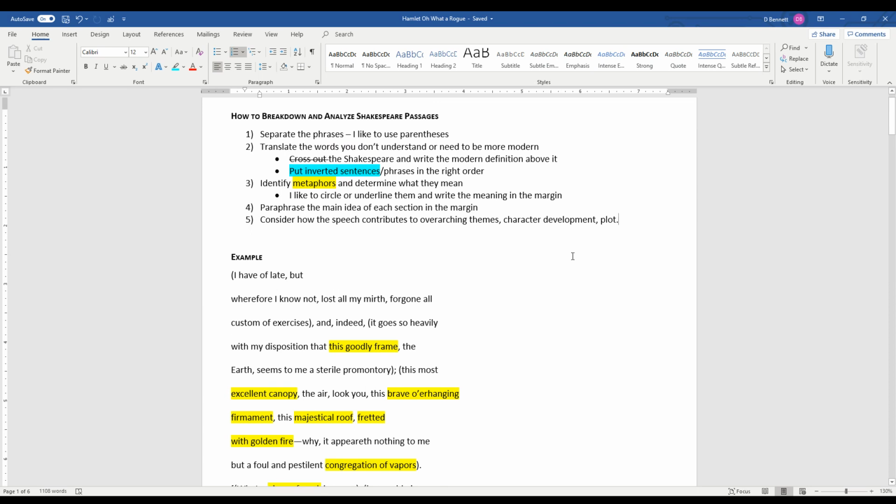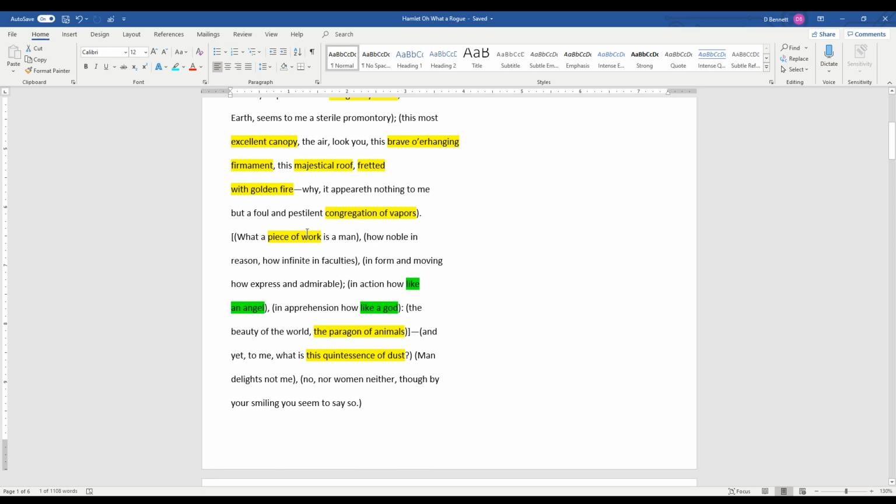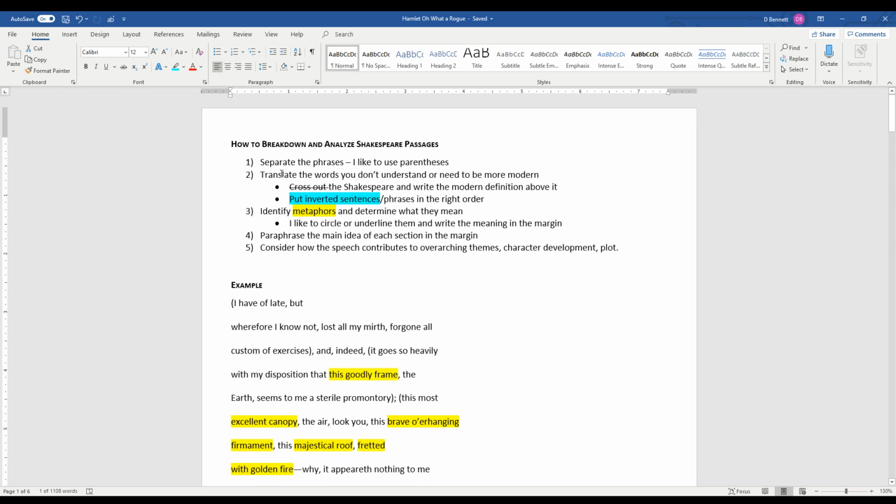So let's just give it a try, and I will show you how I would go about analyzing and breaking down this particular monologue. I've already separated the phrases with parentheses, or in the case of one long section down here, I have smaller phrases in parentheses, but I've used brackets to show that this is actually all one idea, separated into pieces with parentheses. Now let's go about translating the words that we don't understand, or putting inverted sentences in the right order.